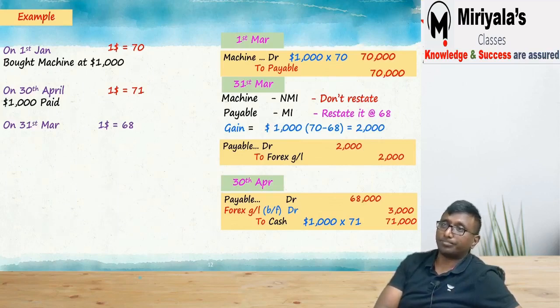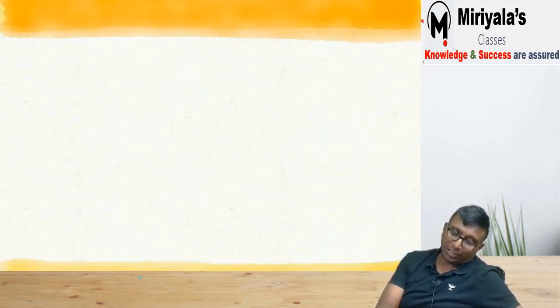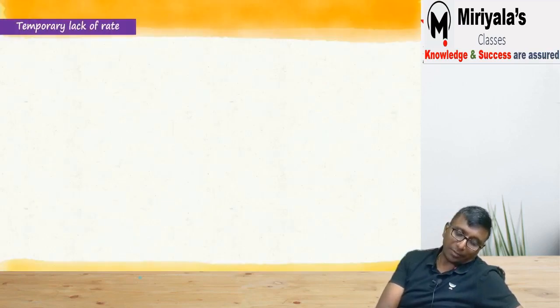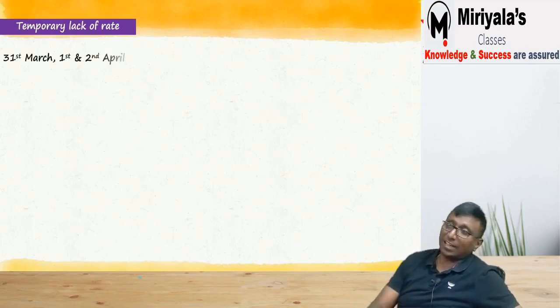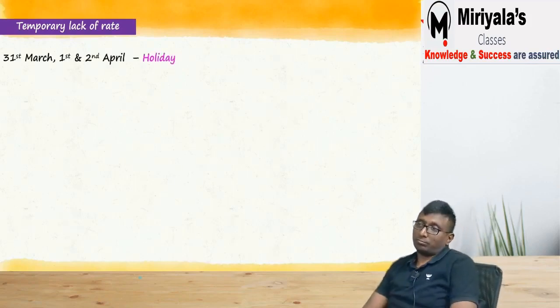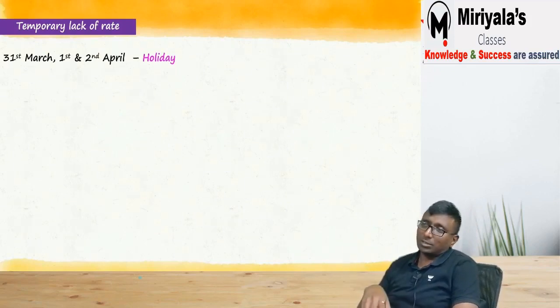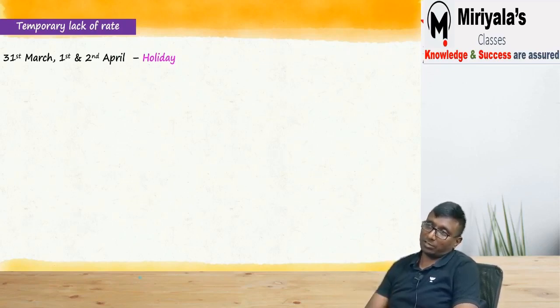Understood? Simple, just conceptual questions. One more point that I will tell: temporary lack of rate. What is temporary lack? See, another problem: 31st March, 1st to 2nd April are full holidays. What is the dollar rate? The bank cannot open, so where is the dollar rate?